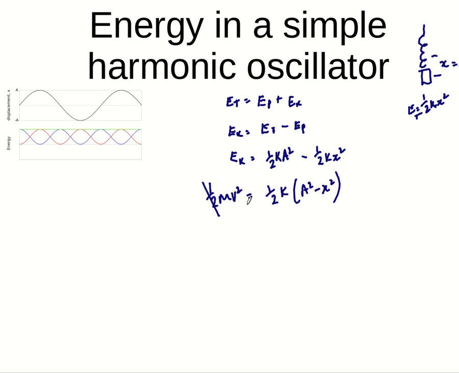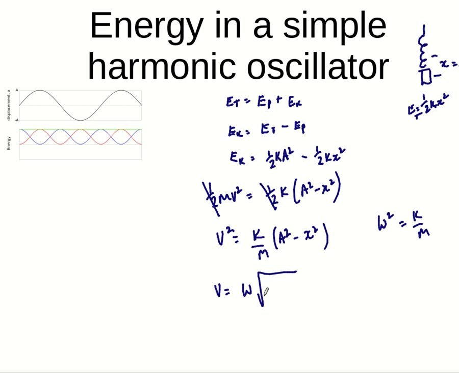Halves cancel, and therefore v squared equals k over m, A squared minus x squared. Hang on, we've seen that before somewhere. Previously we proved that omega squared for a mass on a spring was equal to k over m. So I can replace k over m with omega squared. So we get v equals omega, because I'm square rooting it all, square root of A squared minus x squared.